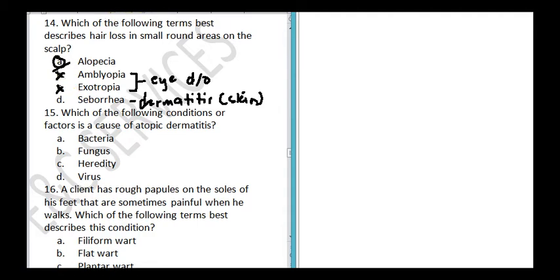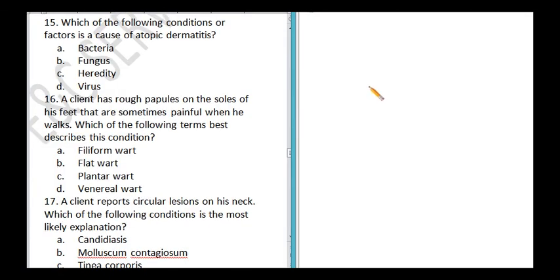Next, number 15. Which of the following conditions or factors is cause of atopic dermatitis? Is it A. Bacteria, B. Fungus, C. Hereditary, or D. Virus? Answer, letter C. Why? Because atopic dermatitis is inherited from parents to children. Okay, it has a genetic predisposition, therefore the answer is heredity.